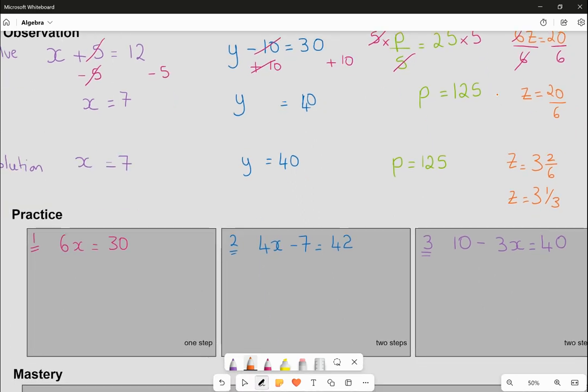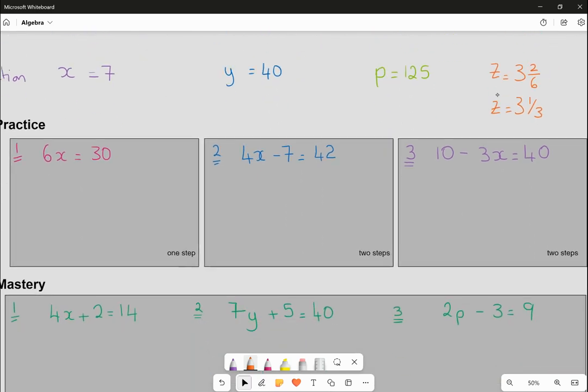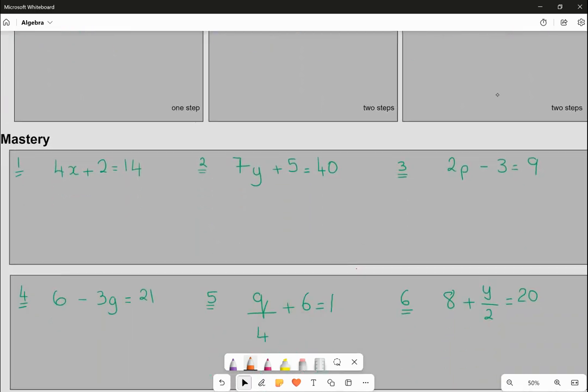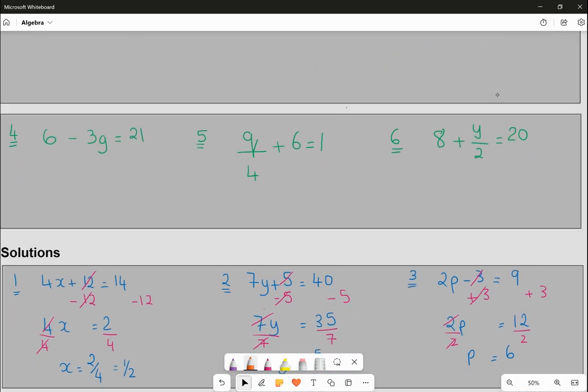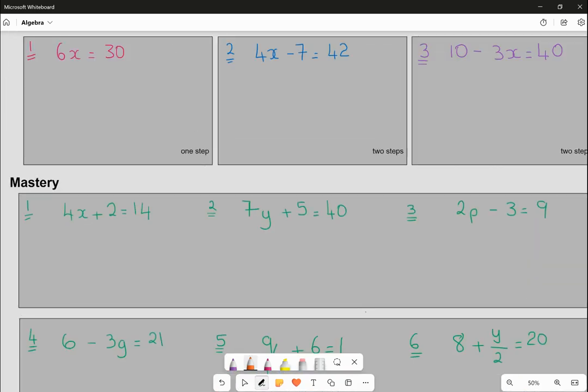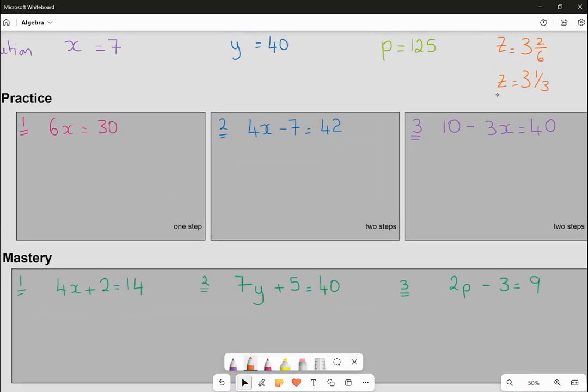Now, it's your turn to practice some. Keep our examples in mind, and try these. Okay? There's a couple of hints in the boxes to help you. And then when you've done those, you go on to the mastery questions and then you'll be able to see the solutions. But try the mastery questions first before you actually look at the solutions.